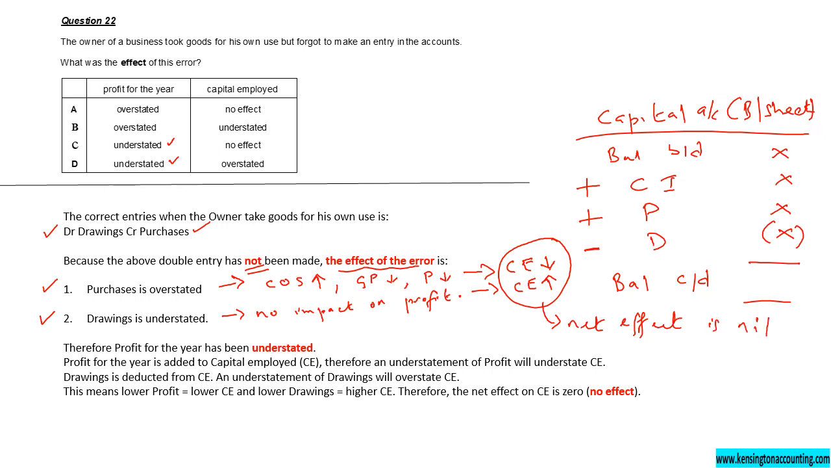Okay, so the net effect of this omission on capital employed is no effect. Therefore, the answer is C.